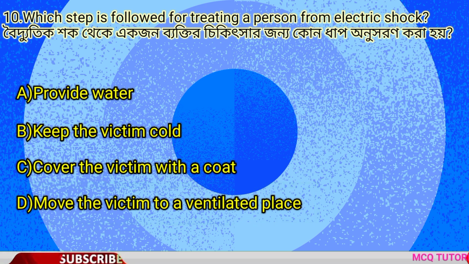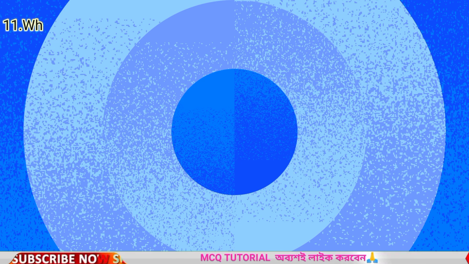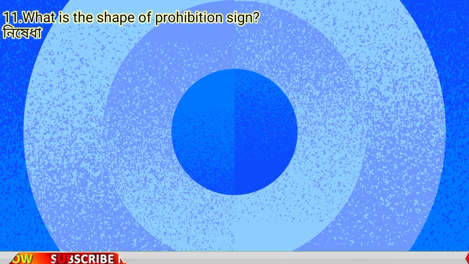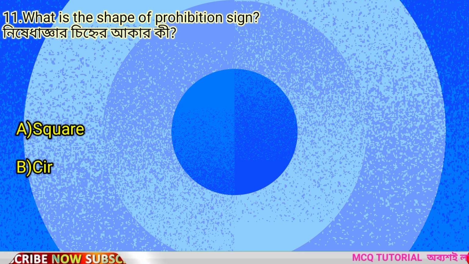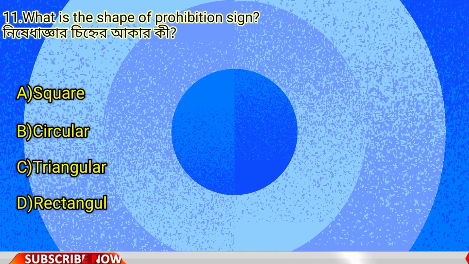The answer will be option D, move the victim to ventilated place. What is the shape of prohibition sign? Option A, square. Option B, circular. Option C, triangular. Option D, rectangular.